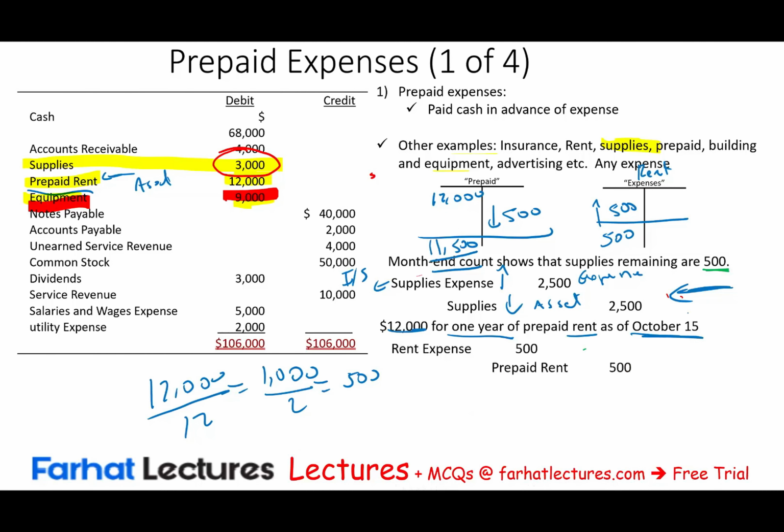Therefore, the adjustment will be debit rent expense 500, credit prepaid. So this is the adjustment. Rent expense debit, prepaid is a credit. Again, we have an income statement, the rent expense, and the prepaid rent as an asset.